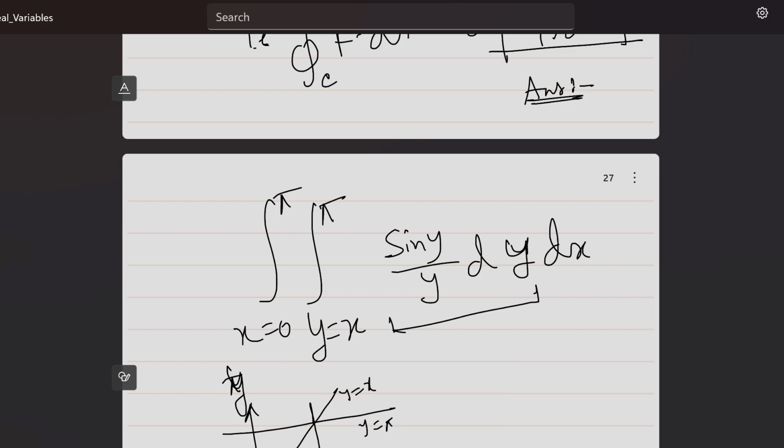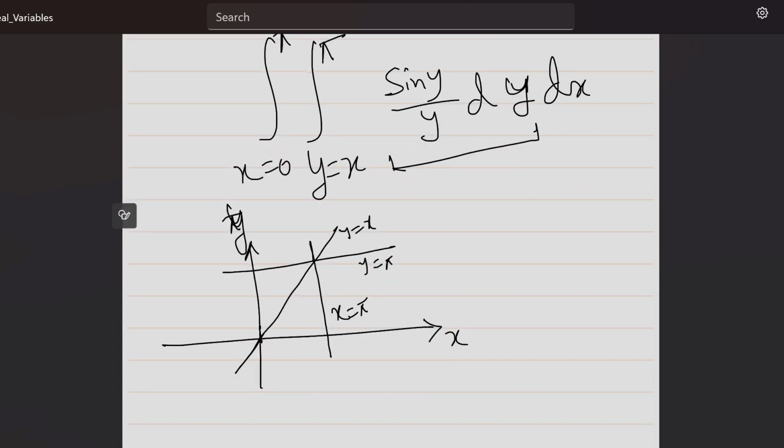Now, if you have to change the order of integration, that means you have to write the integral over x. First, the integral over y is given, but here you have to write the integral over x. So for the integral over x, you have to take a horizontal strip. That means for a fixed y, x varies from this point C to this point D. So x varies from 0 to y, and y varies from 0 to pi.